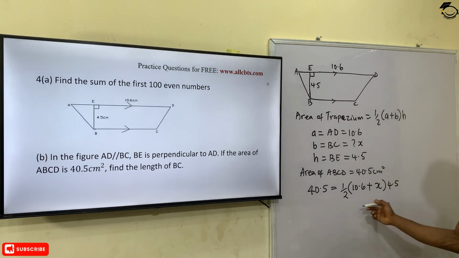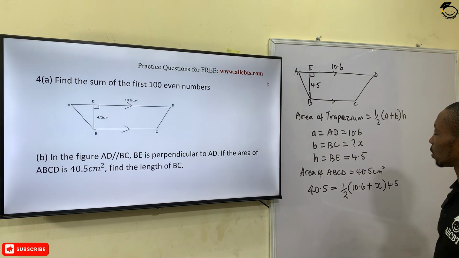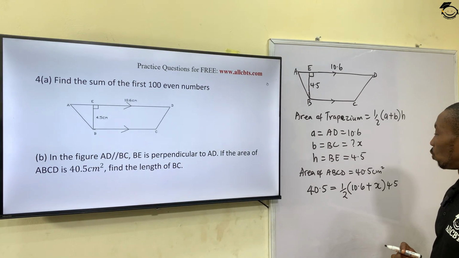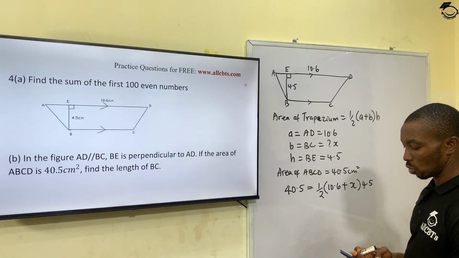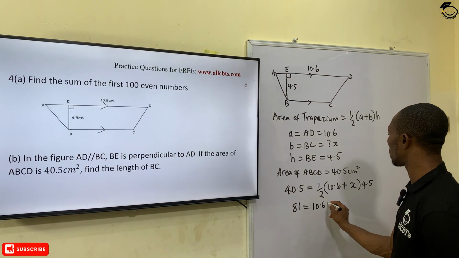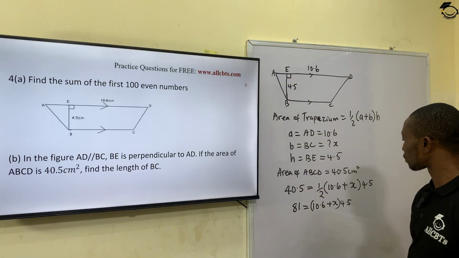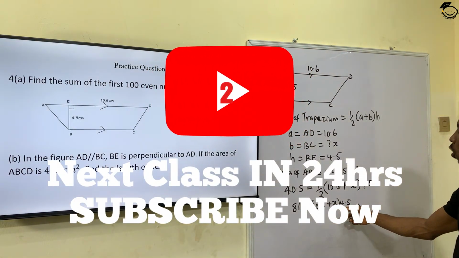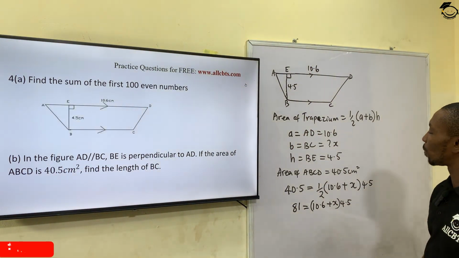Okay, opening up these brackets, we can first of all eliminate our fraction by multiplying both sides by 2. So 40.5 times 2 would give us 81 equals 10.6 plus x times 4.5. We can go ahead to open up this bracket, or we divide both sides by 4.5, but let's go ahead and open it up.